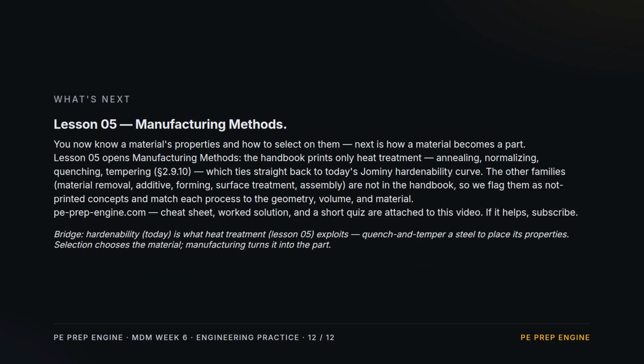Next up, Lesson 5. Manufacturing methods. You can now read a material's properties and select on them. The next question is how that material becomes a part. The handbook prints only heat treatment: annealing, normalizing, quenching, tempering, which reaches right back to today's hardenability curve. The other manufacturing families are not in the handbook, so we treat them as concepts to know and match each process to the job.